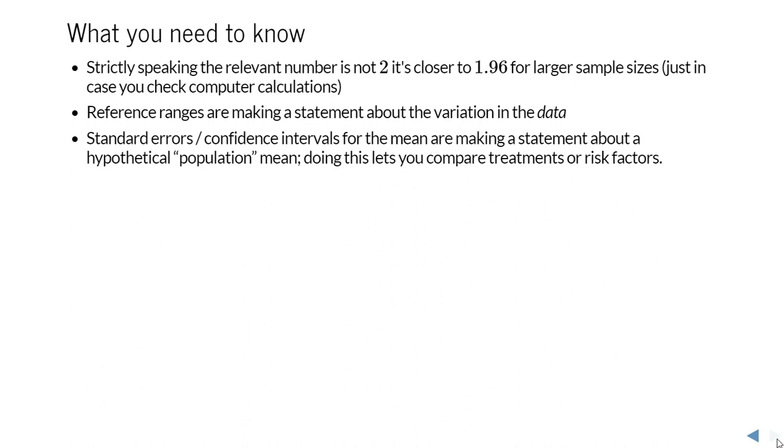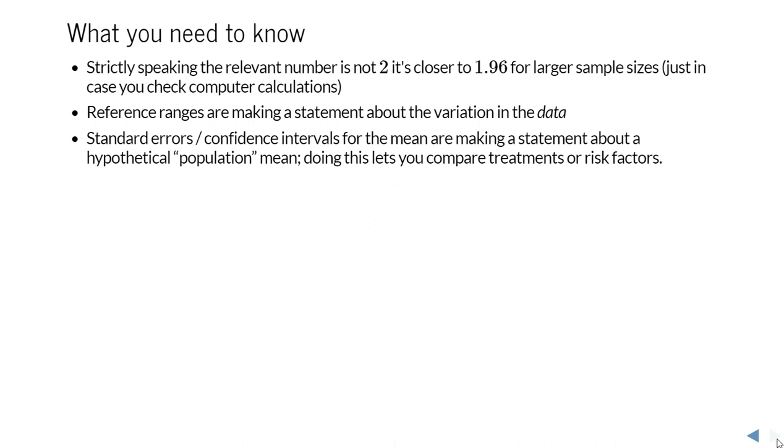And you need to know that reference ranges are making a statement about natural variation in the data. There is nothing good or bad about big or small variation. It's just natural. It's what it is. On the other hand, standard errors or confidence intervals for the mean are helping you make a statement about this hypothetical population mean. And you do this because you want to compare treatments or risk factors. And you can make confidence intervals for the mean narrower by increasing the sample size if you can afford this.